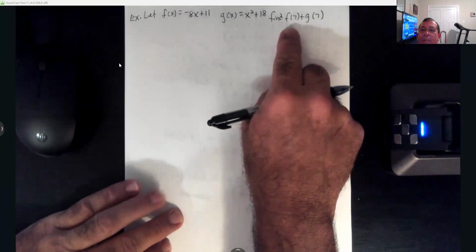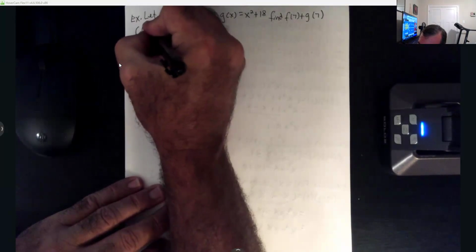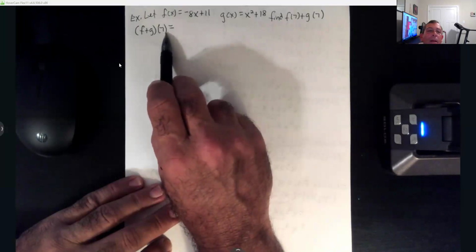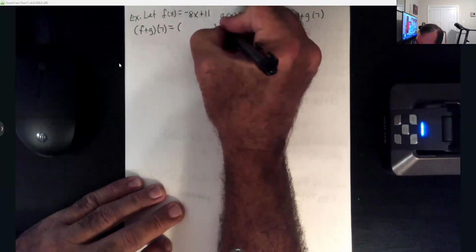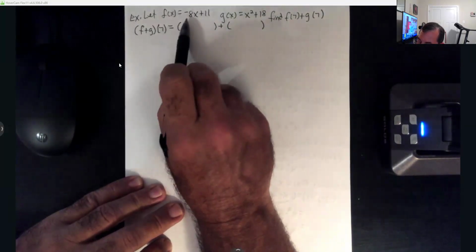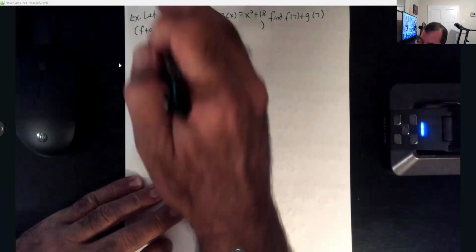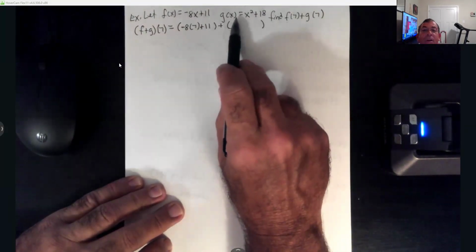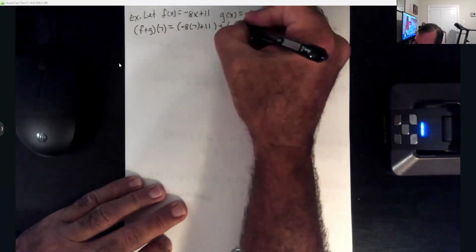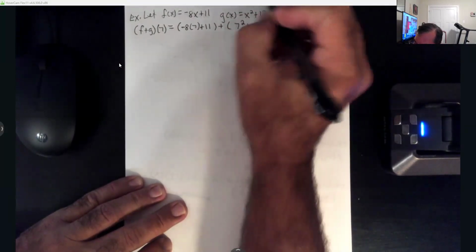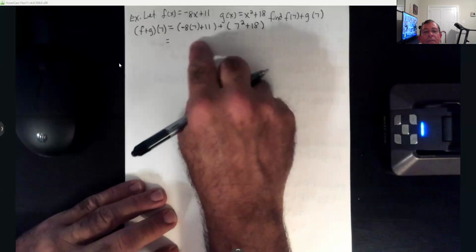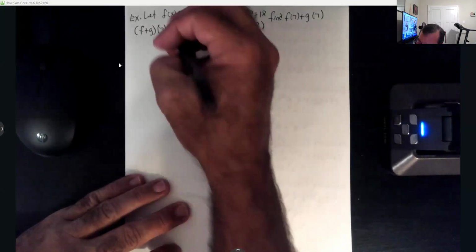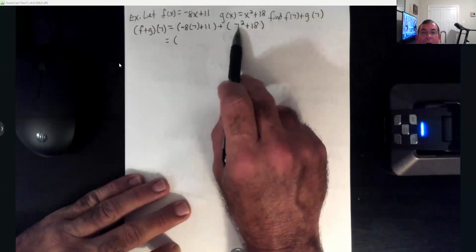Now, since they're giving me f of 7 plus g of 7, that's really f plus g of 7, since they're both getting the same variable replaced with the same number. So y'all, I'm going to put my f of 7 here plus my g of 7. F of 7 will be -8 times 7 plus 11. G of 7 over here will be 7 squared plus 18. I'll do it by hand, but when y'all do this, you can put this on the calculator or by hand, either way. So I've got to multiply and then add here, exponent, and then add here.